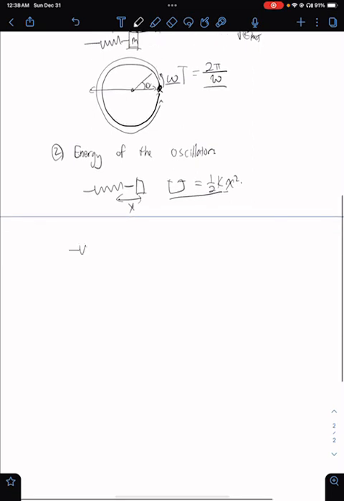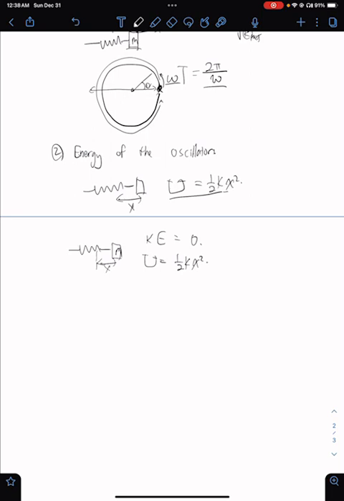So first we're going to start at the position where we extend the block by x. We're going to pull it out by a distance of x. And the block isn't moving right now, so the kinetic energy here is 0. But the potential energy is 1/2 kx squared, right? Because the spring is extended by a distance of x.